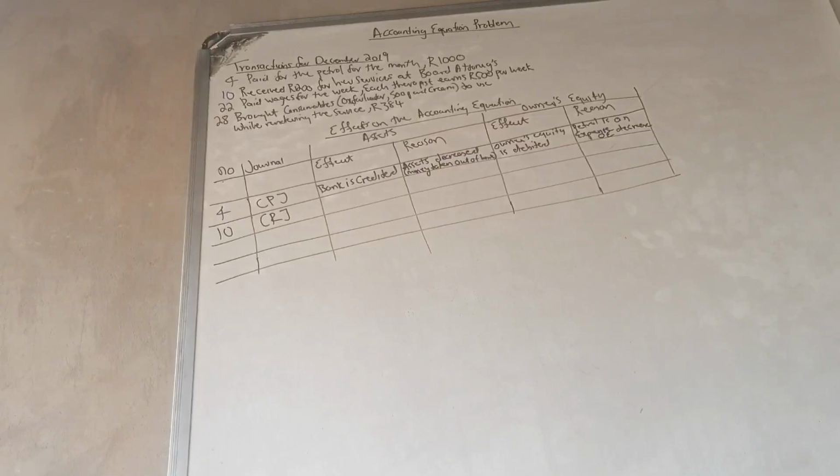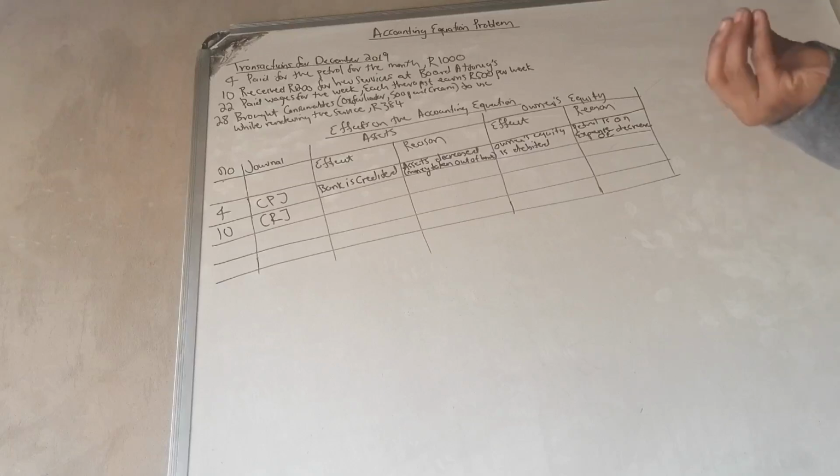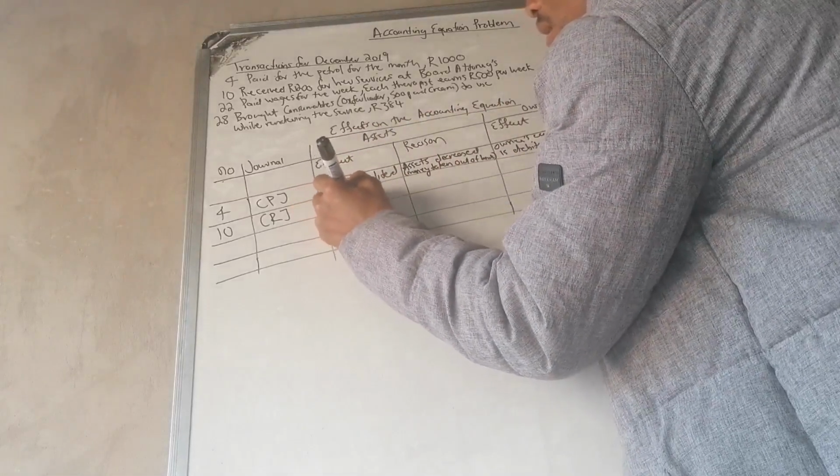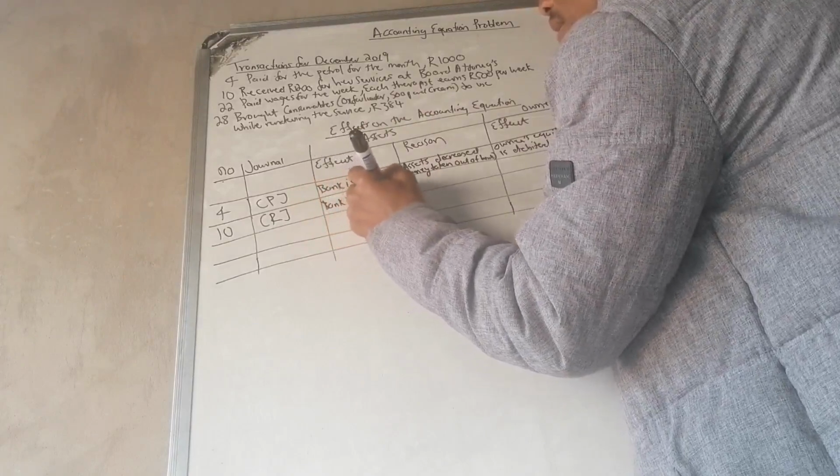Are we crediting or are we debiting? Debit is the amount of money that enters the business. Credit is the amount of money leaving the business. The money was taken into the account, we received that. So are we crediting the bank or debiting the bank? We are debiting the account. The bank is debited. Very good.